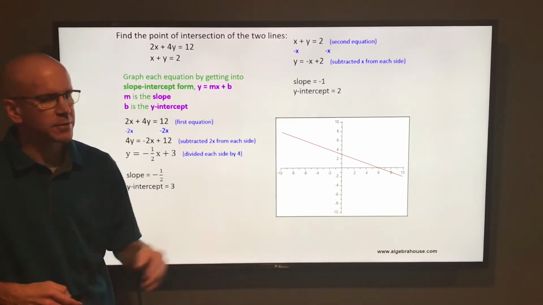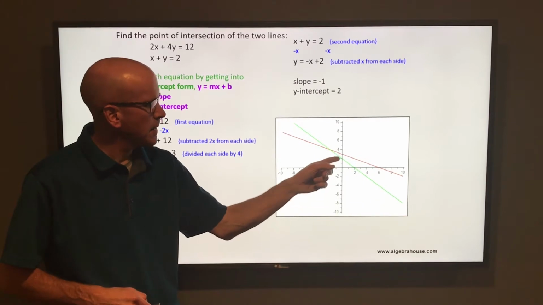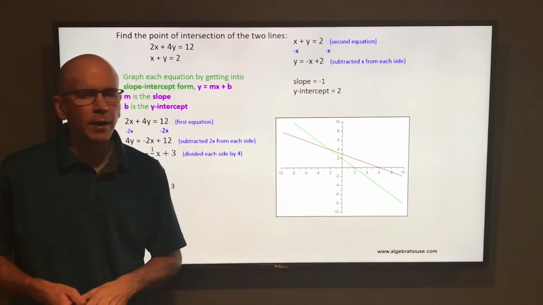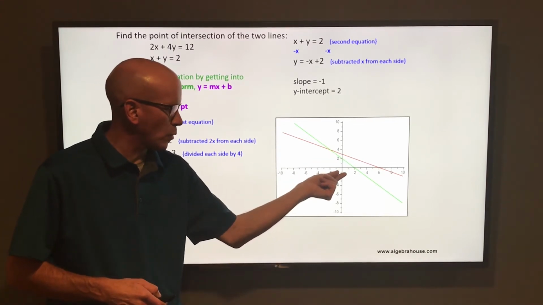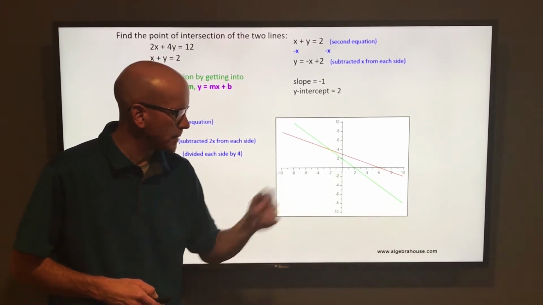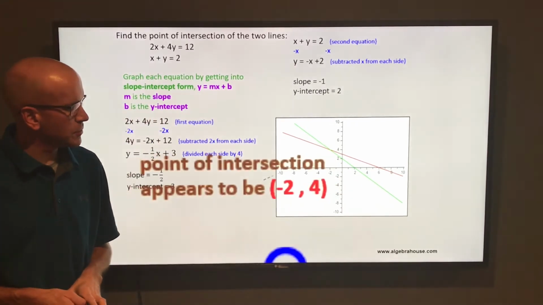So to graph that, start with the y-intercept. Start at 2, put a point at 2 on the y-axis, and then from there, the slope is -1. Now, as rise over run, remember that's -1 over 1. So go down 1 and to the right 1, put another point, and then draw a line through those 2 points.